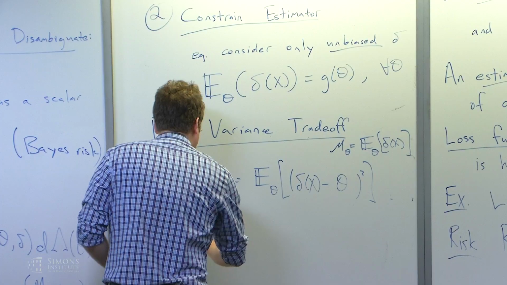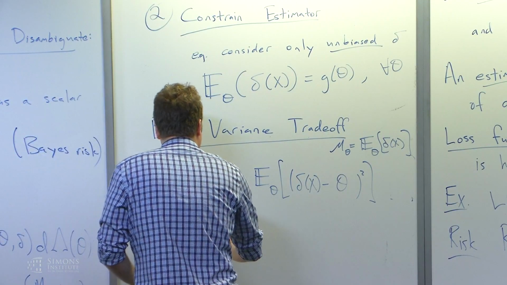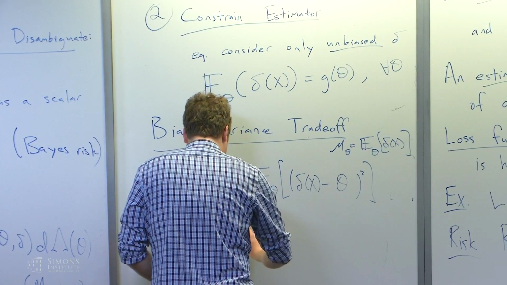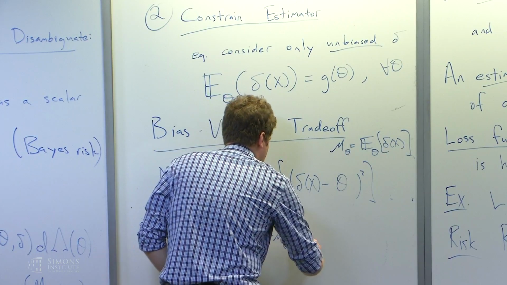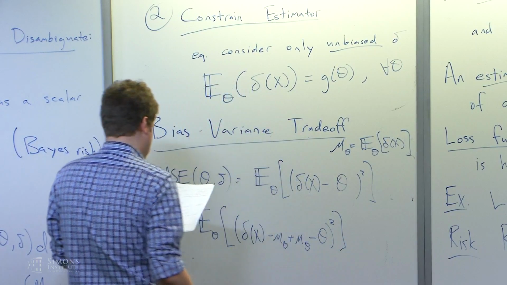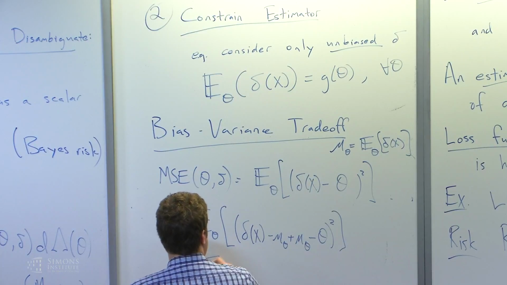And so this leads us to a very famous decomposition of the mean squared error, where we just add and subtract mu theta. And so what do we get? We get a sum of 3 terms.